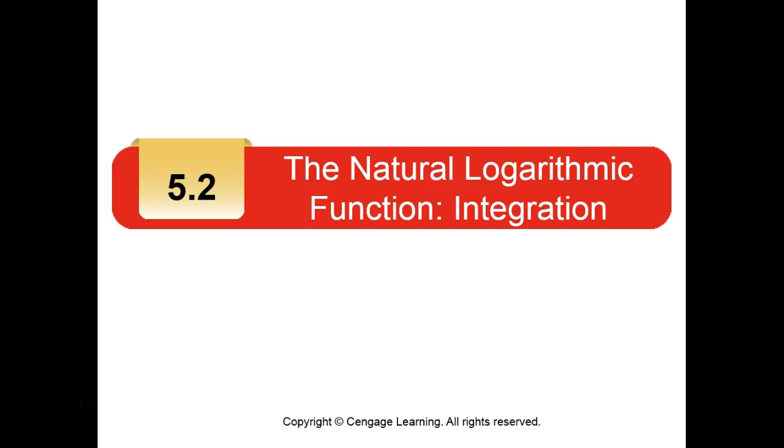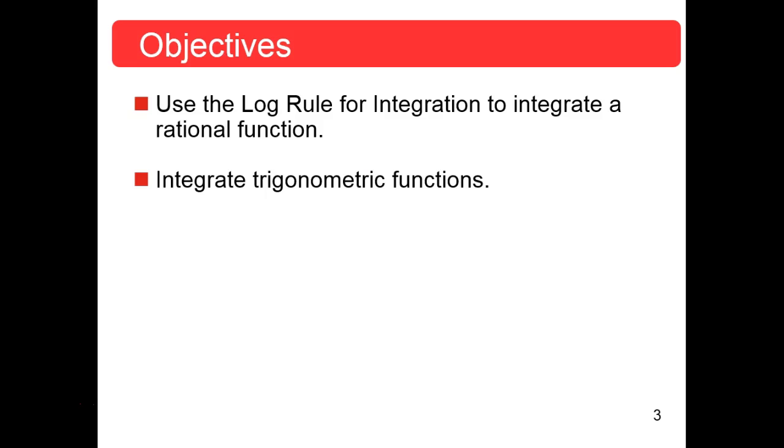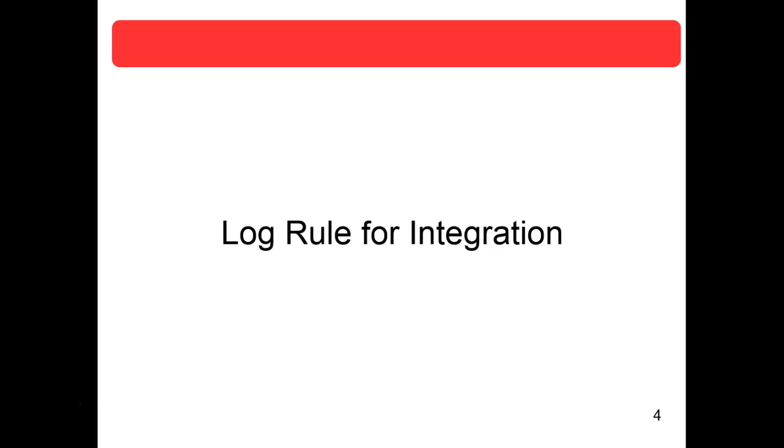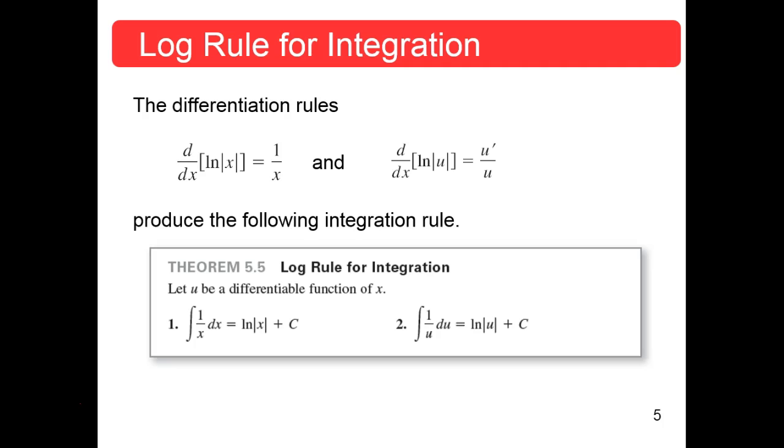Okay. So let's get off that. 5-2, natural logarithmic functions, integration. Okay. That's sort of what we're doing now. Use the log rule for integration to integrate a rational function. This is just reversing what we've already done. Because we know the derivative with respect to x of log x, even log absolute value x, is 1 over x, right? We've learned that before, okay?